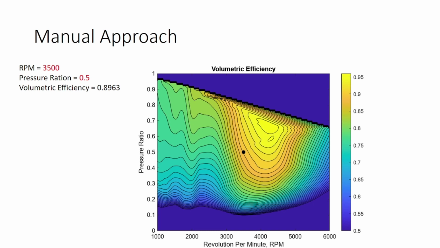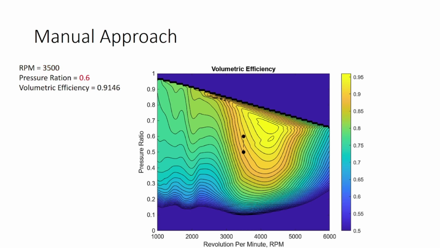A simple manual approach to solve this problem could be the trial and error method. For solving any optimization problem, first we need to take an initial guess. In this case, we will be taking the value of RPM as 3500 and pressure ratio as 0.5. The efficiency we will be getting for these values of pressure ratio and RPM will be 0.8963. Now we'll try to move in some direction and find some other point and the efficiency at that point.